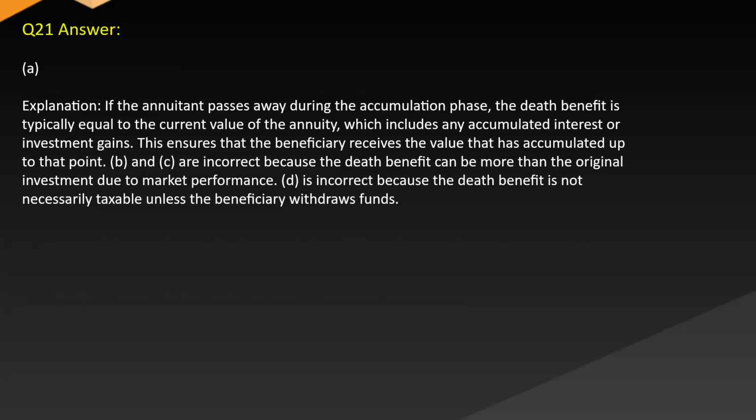Answer. A. Explanation. If the annuitant passes away during the accumulation phase, the death benefit is typically equal to the current value of the annuity, which includes any accumulated interest or investment gains. This ensures that the beneficiary receives the value that has accumulated up to that point. B and C are incorrect, because the death benefit can be more than the original investment due to market performance. D is incorrect, because the death benefit is not necessarily taxable unless the beneficiary withdraws funds.